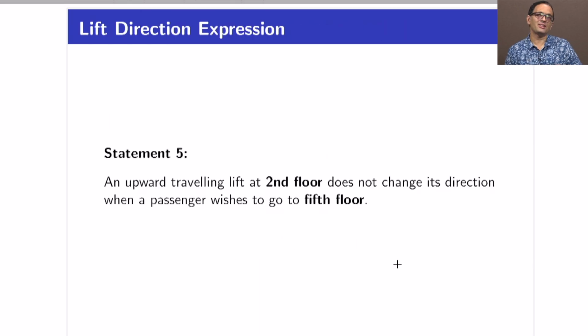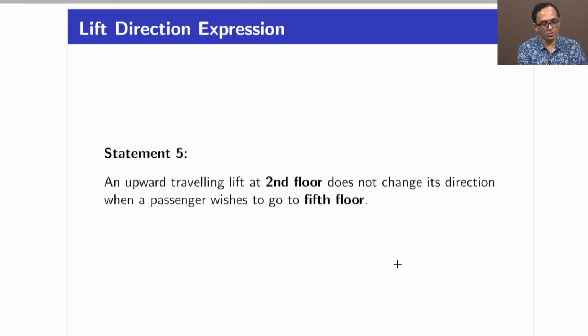Now, take another practical example from a lift. You know the lift goes up and down. Suppose it is going up and it is now on the second floor. Somebody goes into it and puts in a request to go up to the fifth floor. Under this scenario, this statement is valid: an upward traveling lift, now on the second floor, does not change its direction when a passenger wishes to go to the fifth floor.